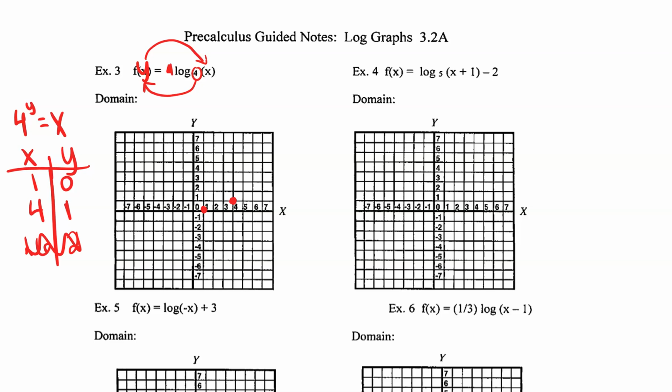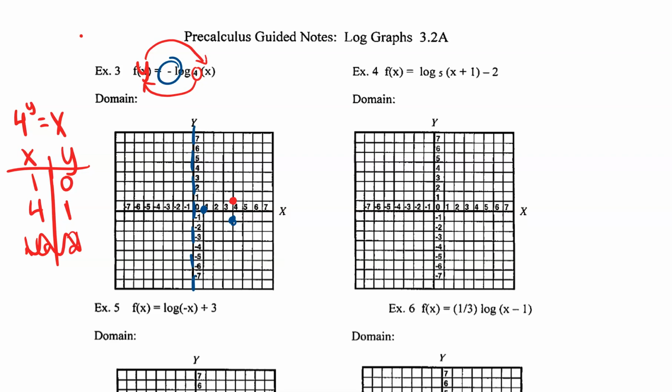But I need to reflect everything. Sorry, my pen froze. There we go. I need to reflect everything over the x-axis because there's a negative in the very front, which means this point stays where it was because it was just on the x-axis. This one is going to be reflected over, instead of being 4, 1, it's now going to be 4, negative 1. The asymptote is still a vertical asymptote at x equals 0.